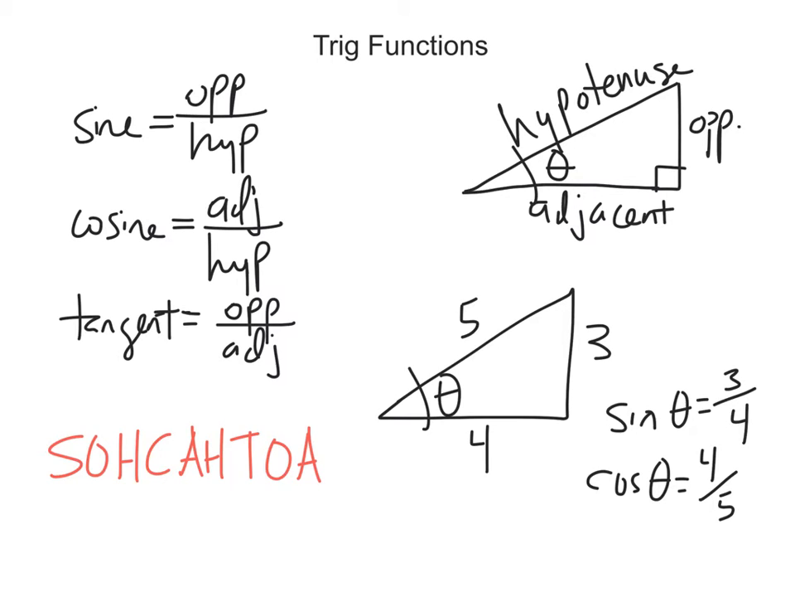It's just a mnemonic device to help you remember what's what. So sine is opposite over hypotenuse, cosine's adjacent over hypotenuse, tangent's opposite over adjacent. And we're mostly going to use sine and cosine. Tangent's something nice to remember if you get good at it. It's not that hard to remember, but we're mostly going to use sine and cosine.